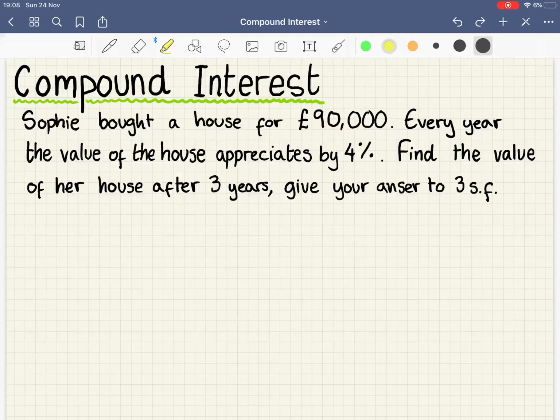So what we've got here, we've got Sophie bought a house for £90,000. Every year the value of the house appreciates by 4%. Find the value of her house after 3 years. Give your answer to 3 significant figures.